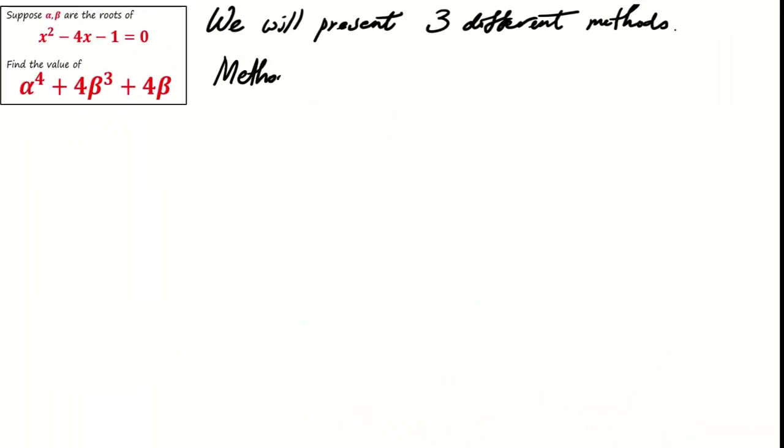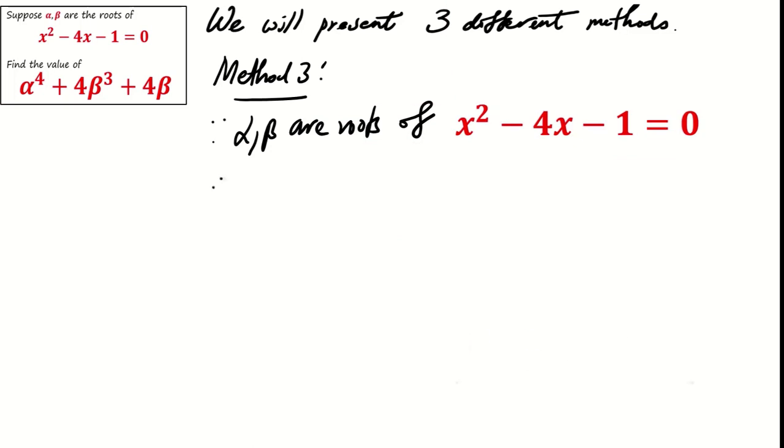Now let us proceed to method 3. The first part of this is similar to method 1. Since alpha and beta are the roots of x squared minus 4x minus 1 equals 0, using Vieta's formula, the sum of the roots alpha plus beta equals 4 and the product of the roots equals minus 1. We'll use this result later.